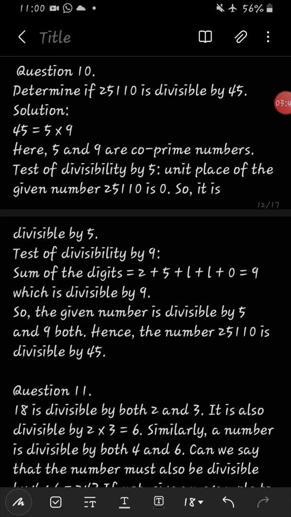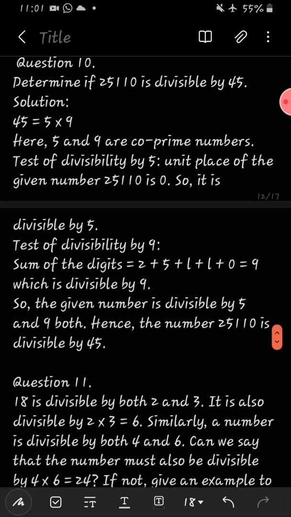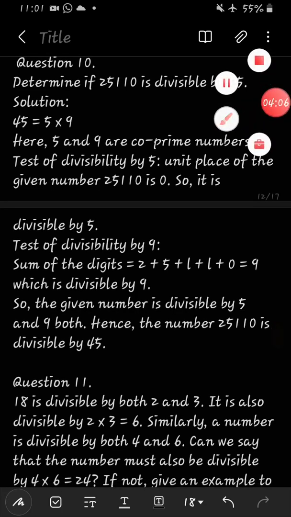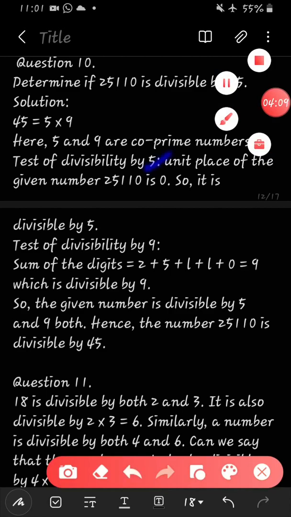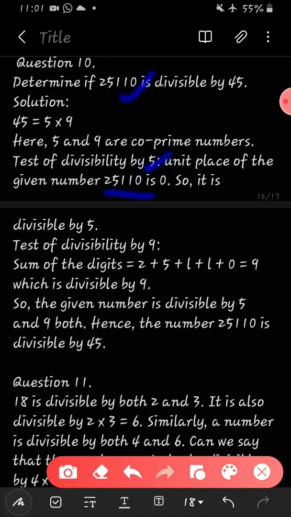Question number 10. Determine if 25,110 is divisible by 45 or not. At first we have to find the factors of 45. We know that 5 into 9 is equal to 45. So here 5 and 9 are co-prime. So we will find one by one the divisibility of 5 and 9. For divisibility of 5, we know that the last digit is either 0 or 5. Here the last digit is 0. So 25,110 is directly divisible by 5.